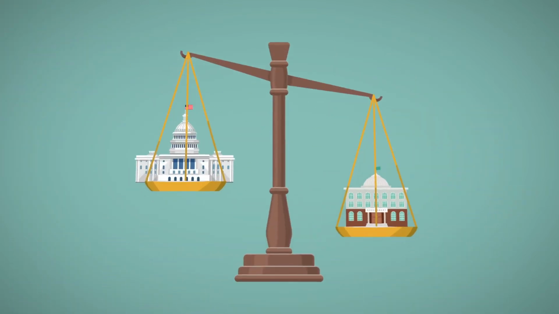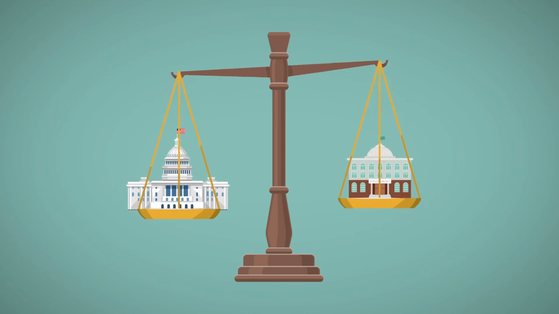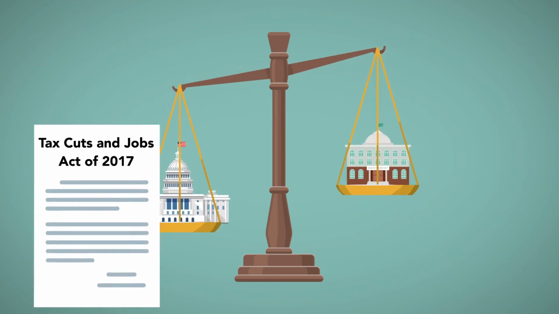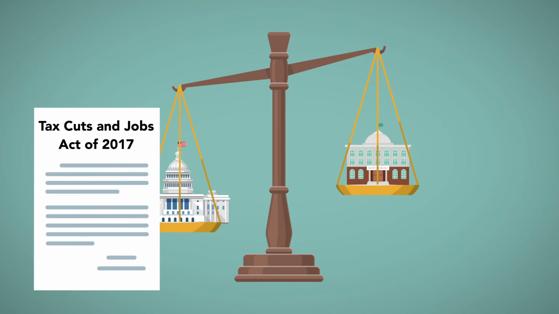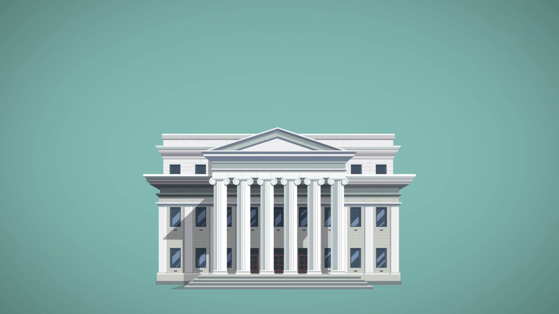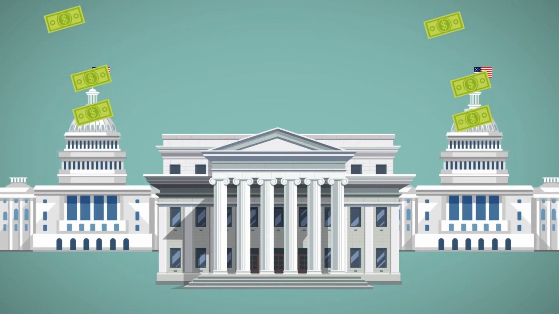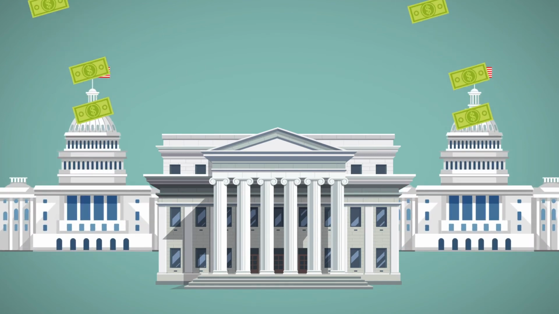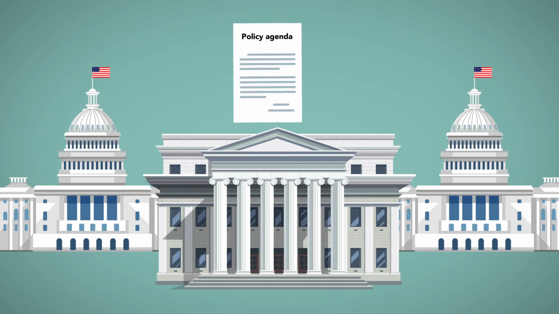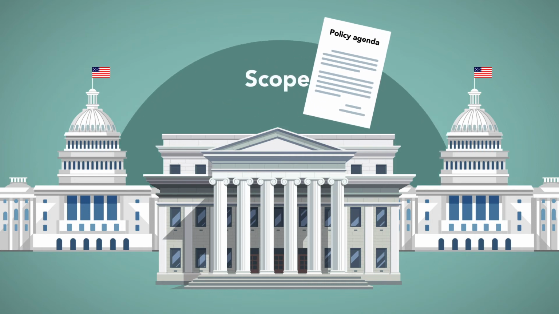The balance of tax powers between states and the federal government has shifted substantially over time. This is particularly true in light of the Tax Cuts and Jobs Act of 2017 and the Affordable Care Act. The Supreme Court has gone back and forth regarding the degree to which Congress has the authority to tax to accomplish regulatory goals. This is particularly true when the federal government uses its tax powers to further policy agendas that would otherwise be outside the scope of its enumerated powers.